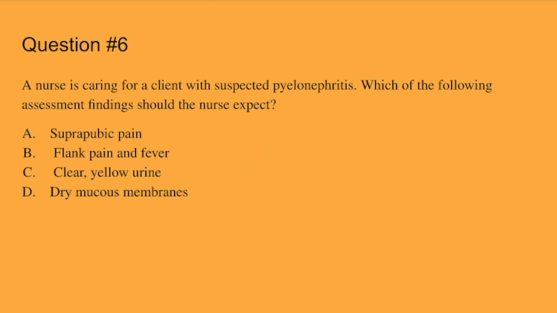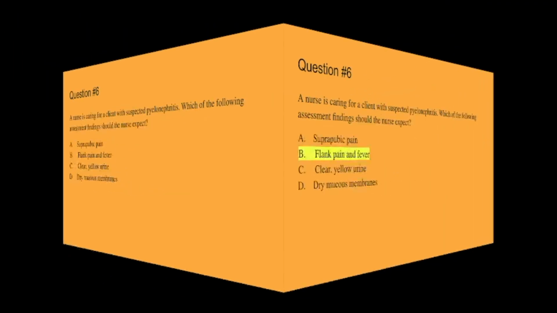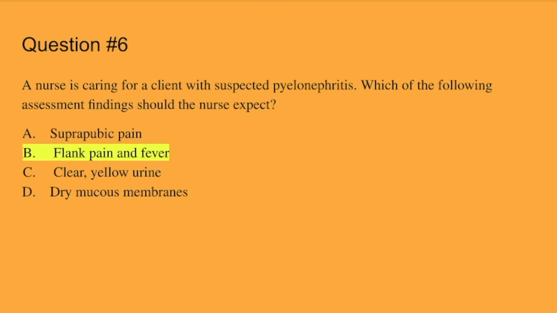A nurse is caring for a client with suspected pyelonephritis. Which of the following assessment findings should the nurse expect? The correct answer here is flank pain and fever. These point to a kidney infection.